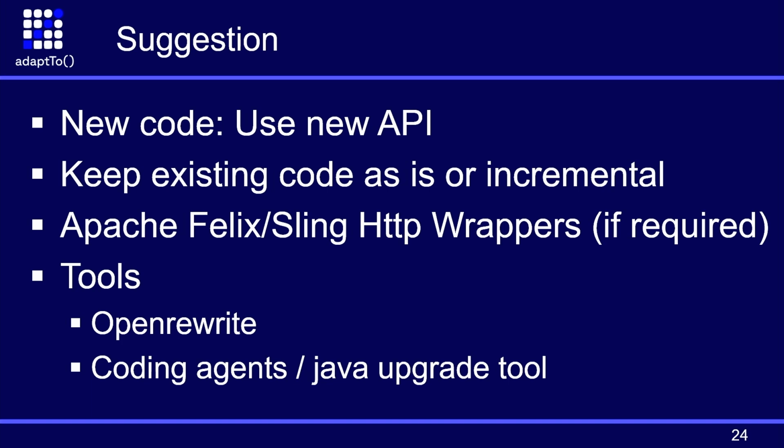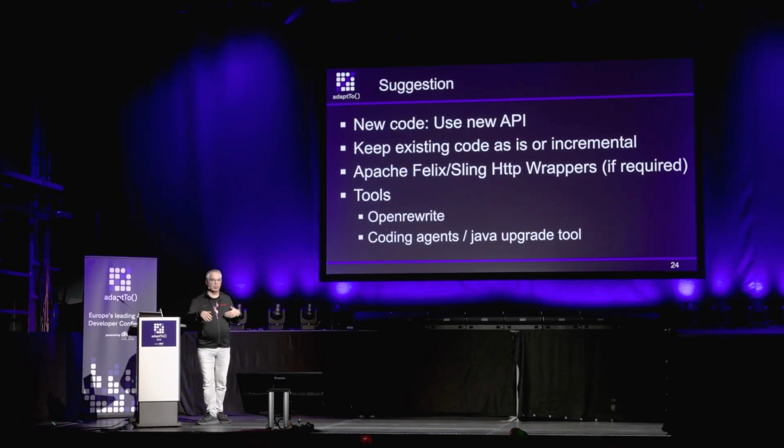If you need to transition in your code between the old and the new Servlet API or vice versa, or the old and the new Sling API, we have wrappers for that, so it's pretty easy and straightforward to do. And just use tools for the migration. Open Rewrite is pretty good with these things, especially also getting your project on Java 17, and then use coding agents. I did a test with some coding agent and updated a module to Java 17 and the new Sling API, and it worked flawlessly.